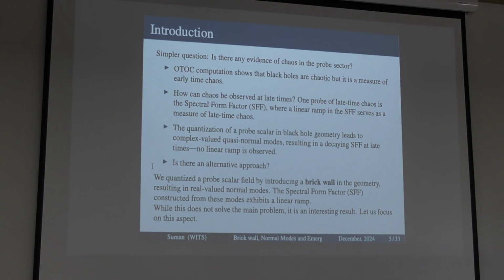Now if you quantize the probe scalar field in the black hole geometry, this will give rise to quasinormal modes, and these are complex valued numbers. So if you compute the spectral form factor, you will get a decaying spectral form factor at late time. We do not have any ramp, so what alternative approach can be taken? What we did is, we quantized the probe scalar field in the black hole geometry, but with the brick wall boundary condition instead of the more familiar ingoing boundary condition.